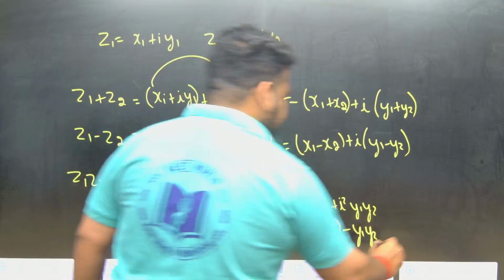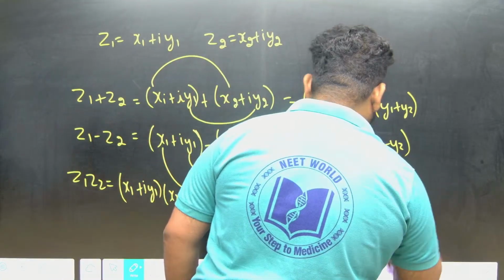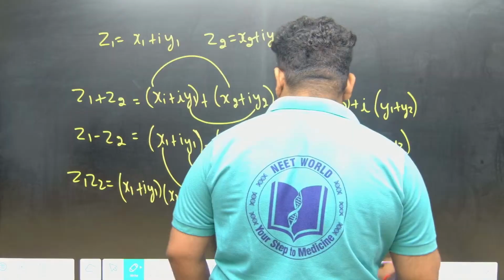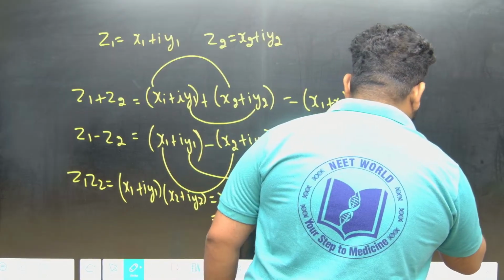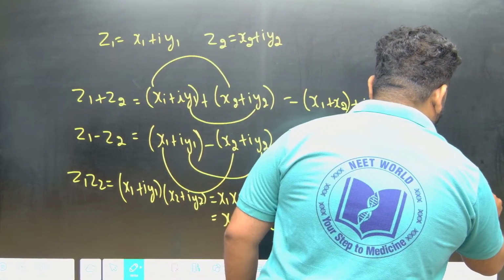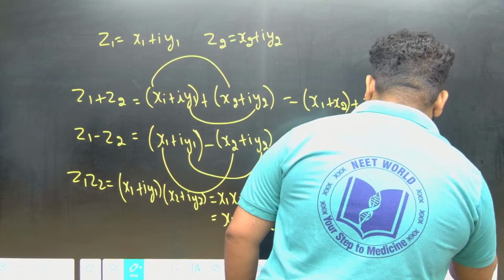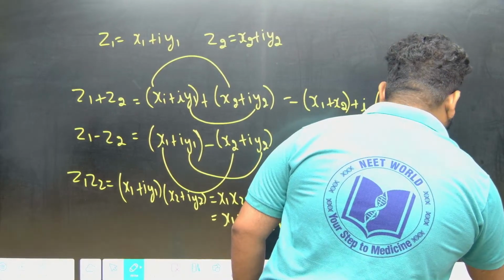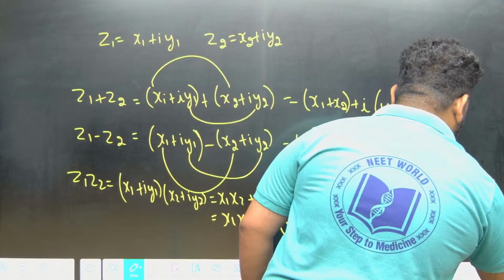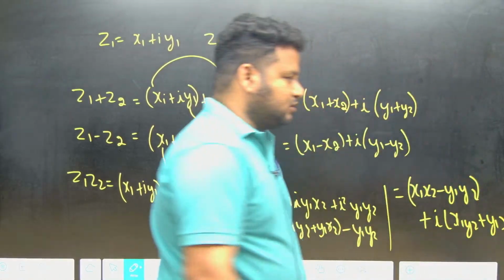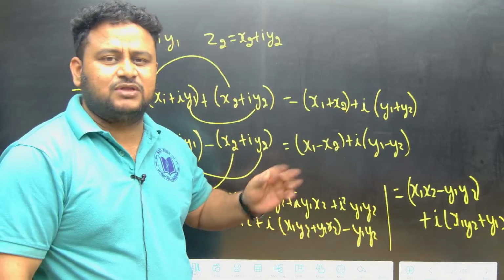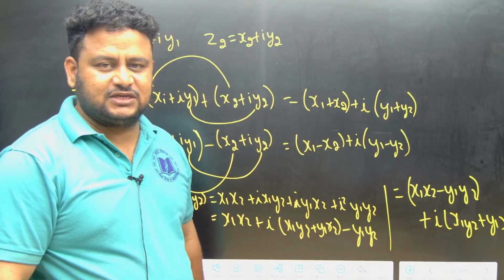So simply put together, I can write z1 z2 as x1 x2 minus y1 y2, plus i into x1 y2 plus y1 x2. That's all. Should you remember this formula? No, no need to remember. Just do the simple basic multiplication.